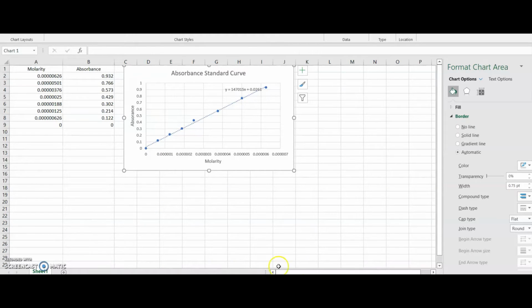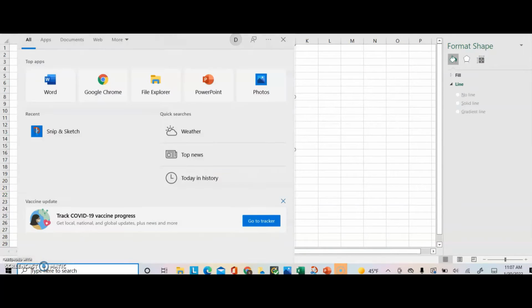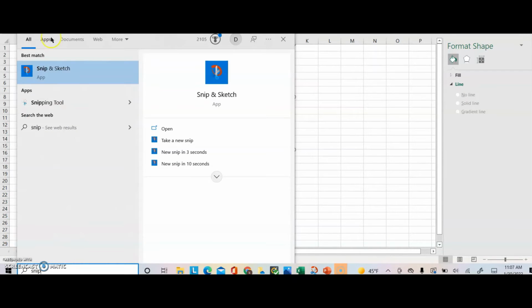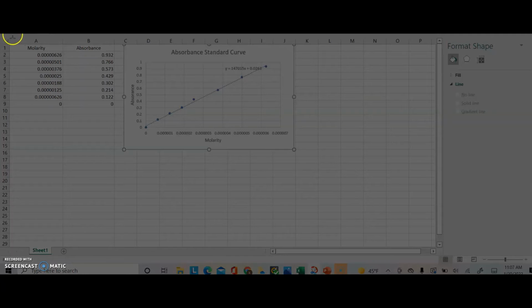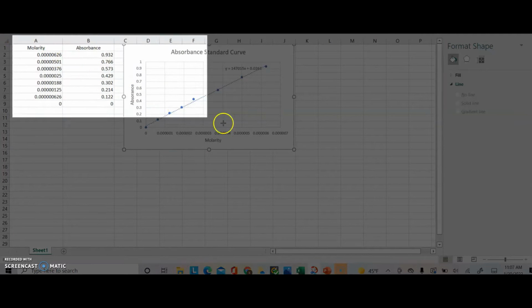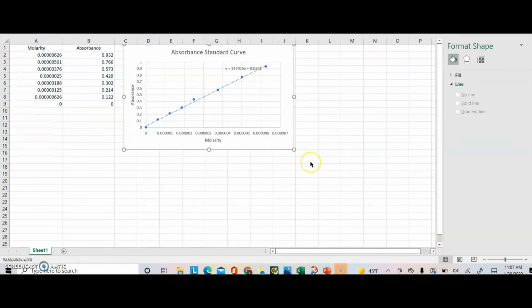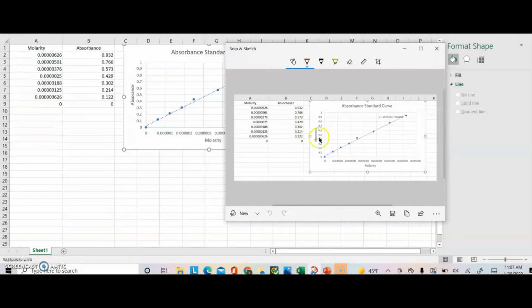And I want to take a screenshot of that whole thing. I'm going to type in snip in order to get the Snip and Sketch app. I'm going to hit new, and I'm just going to take a snapshot of that whole piece. And now I'm going to be able to take that picture and put it into a Word document so that I can add it to my lab report. And I'm going to have a much more useful graph than the graph that the LabQuest created for us.